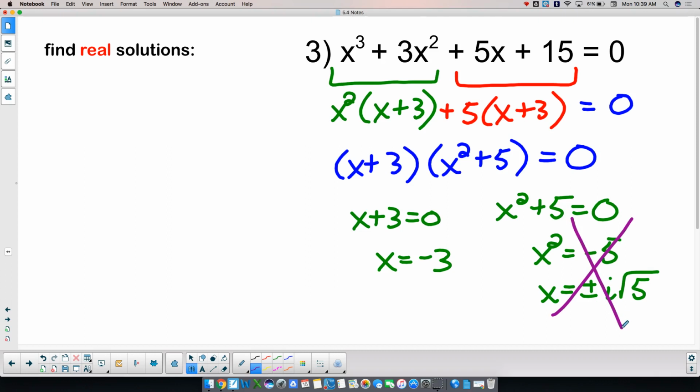Gives me 2 imaginary solutions and 1 real solution. Since I only wanted the real solution, negative 3 is all that I need to give. I have 3 total solutions there, but 2 of them are imaginary.